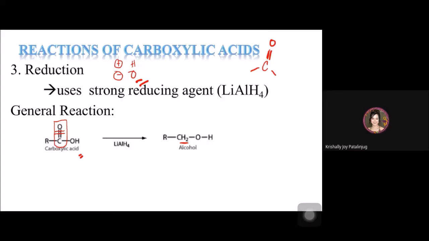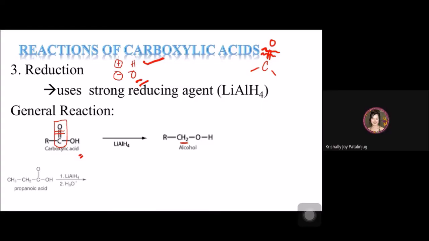So again, what happens during reduction? On that carbonyl group, two equivalent oxygen will be removed. That is equivalent to two oxygen. The double bond towards oxygen, you are actually removing two oxygen there. By theory, removal of two oxygen, then in replacement, you have to add two equivalent hydrogen atoms. That is all about reduction, producing then the primary alcohol.